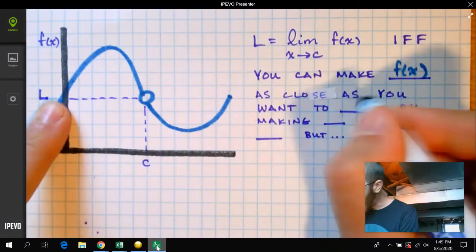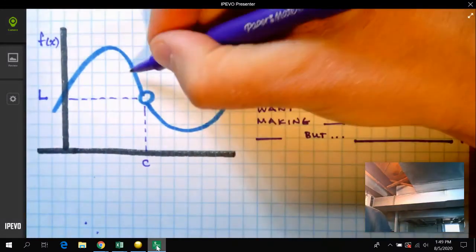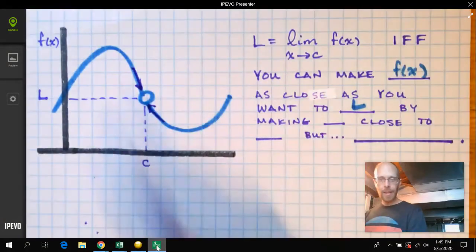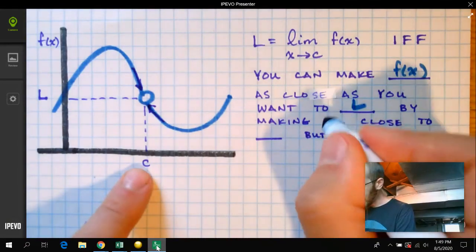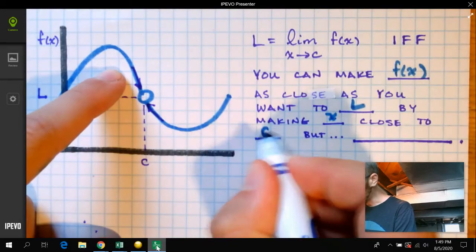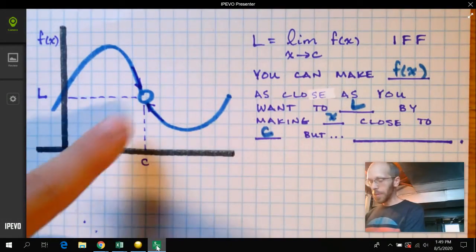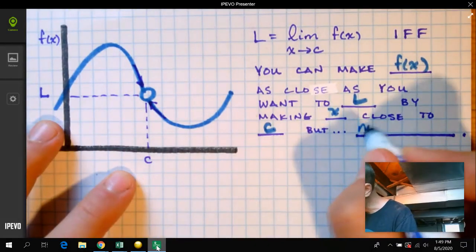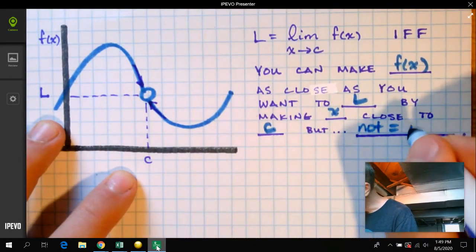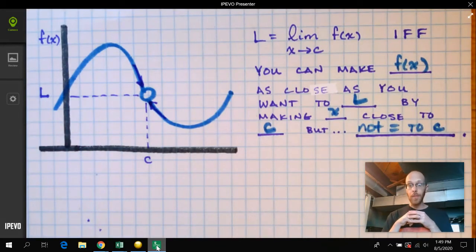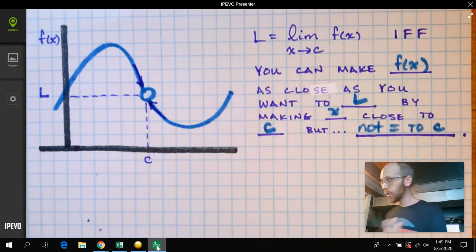All right, let's see if you've got it. You can make f of x as close as you want to L, right? Isn't that what we're doing? We're moving the value of the function closer and closer and closer to whatever L is by making the x value close to c. But the catch is, remember, there's a giant hole in the earth there, so we don't actually want to be on c. We'd say not equal to c. So that's like a formal definition of a limit.